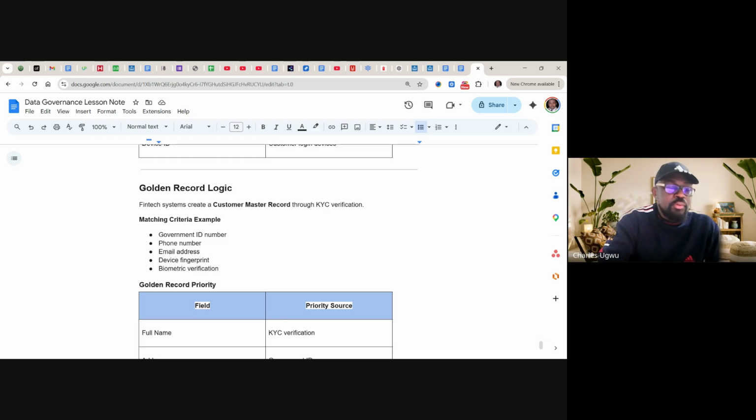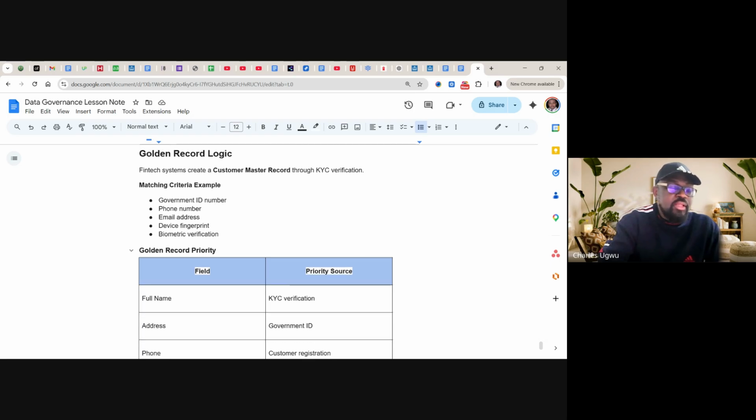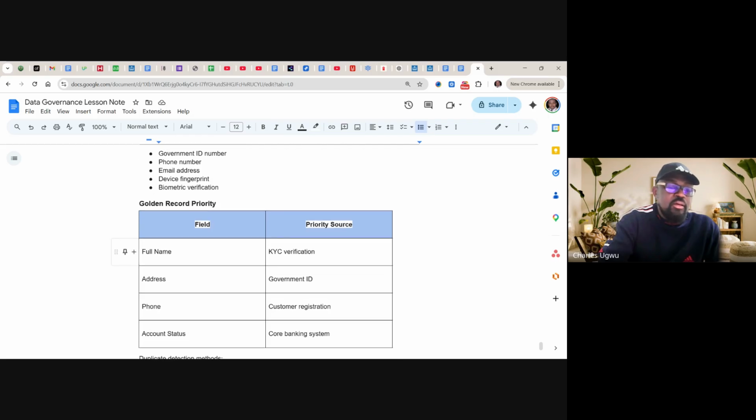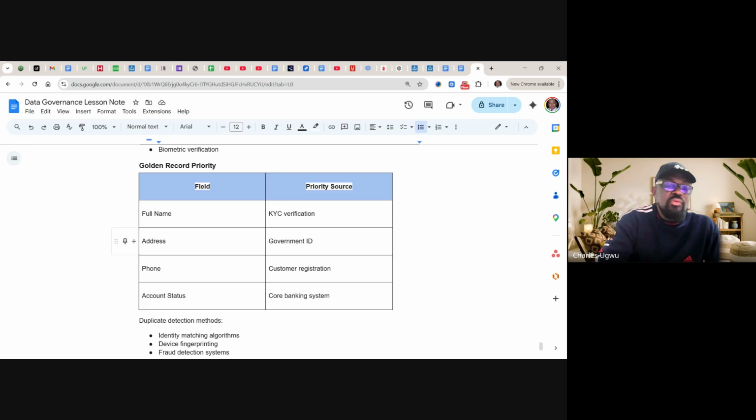So golden rule priority, number one is name, KYC verification, address, government ID, phone number, customer registration, account status, core banking system. So this is where all these priorities are sourced.